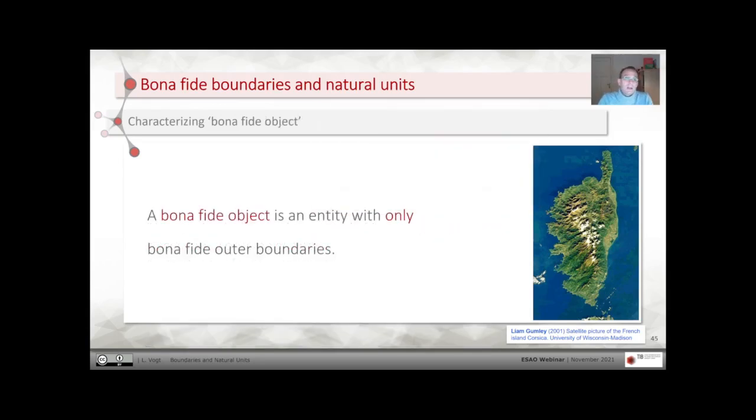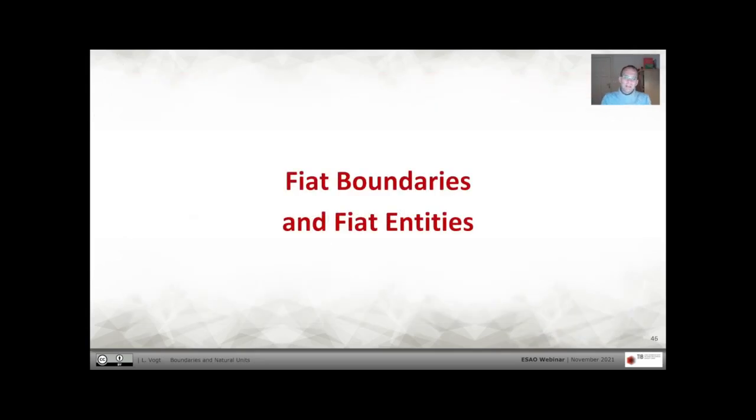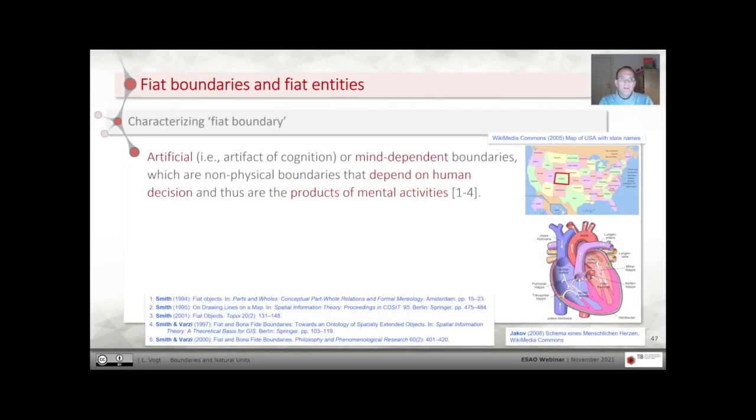Now, based on this characterization of bona fide boundaries, they also specify what a bona fide object is. That's an entity with only bona fide outer boundaries. Now, opposed to that, they characterize fiat boundaries and fiat entities. So fiat boundaries are artificial or mind-dependent boundaries, which are non-physical boundaries that depend on human decision and are thus the products of mental activities, like for instance the boundaries of the state Colorado, or the boundaries of the heart, where there are ingoing and outgoing vessels.